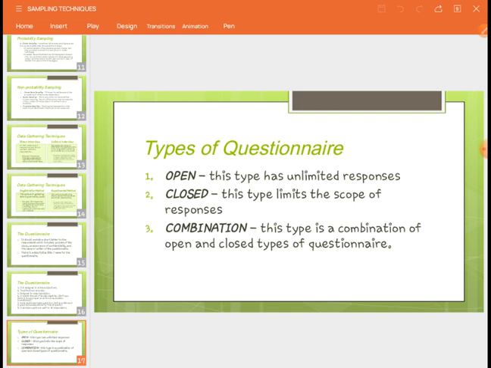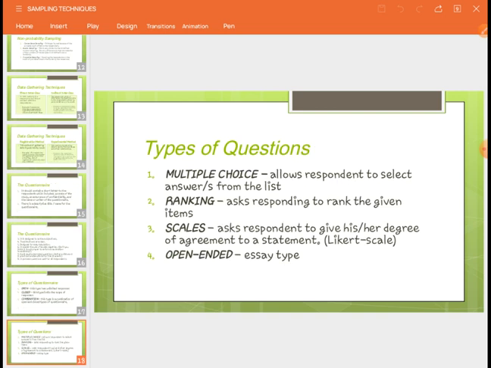We have different types of questionnaires. First is open. Yung open is a type that has unlimited responses. Kaya lang pag open, kasi yung tendency, hindi mo matapos-tapos kasi hanggang yung respondent, hindi siya napapagod magsagot, di ba? Open kasi, kahit anong pwede niya sabihin. While yung close naman, this type limits the scope of responses. Di ba? Parang yung sa mga interview sa TV, ganyan. Close questionnaire yun, tawag doon. Then last is combination. This type is a combination of open and closed types of questionnaires.